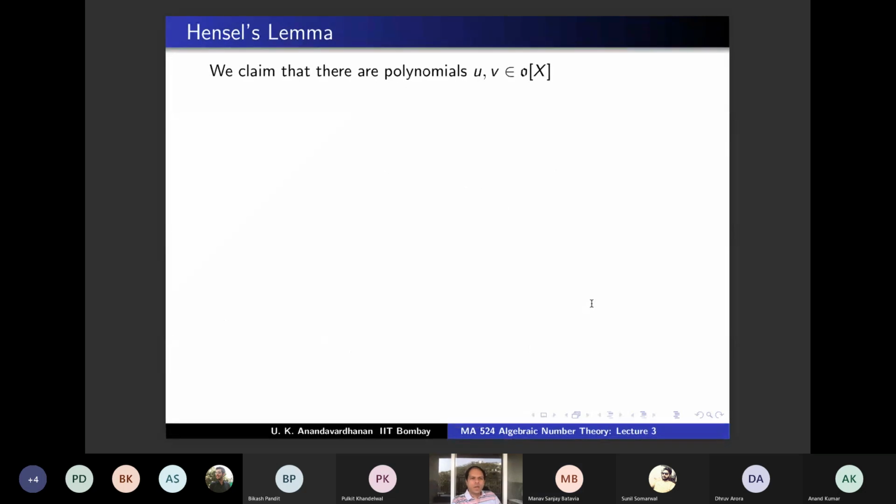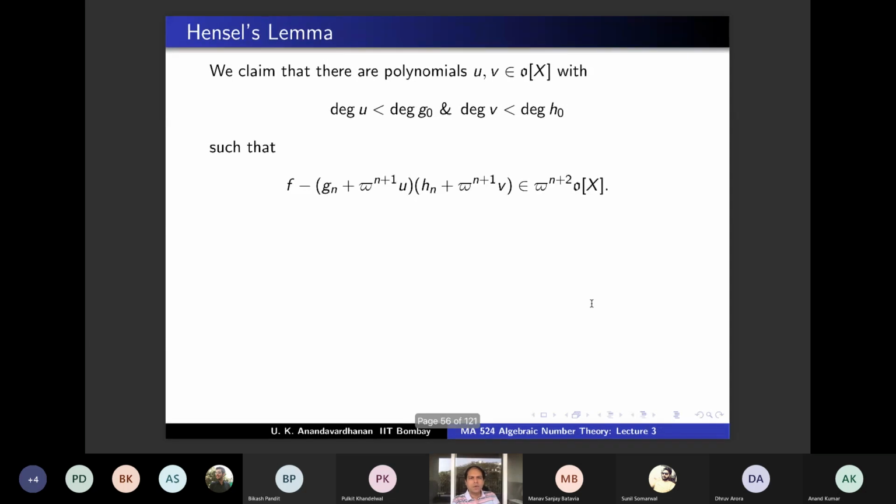So we claim that there are polynomials u and v with coefficients in O, with degree of u less than degree of g naught and degree of v less than degree of h naught. You will see the importance of this a bit later. Such that f minus one polynomial times another polynomial is in pi power n plus 2 OX. We are claiming this.